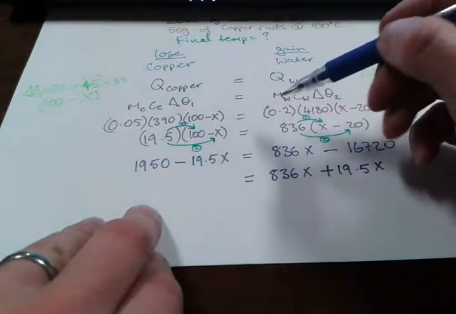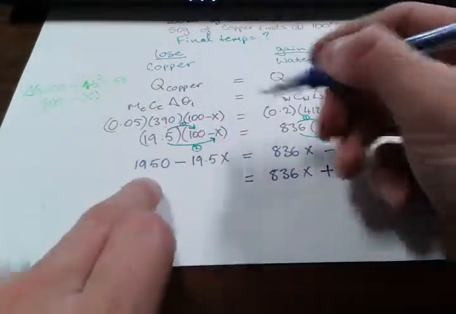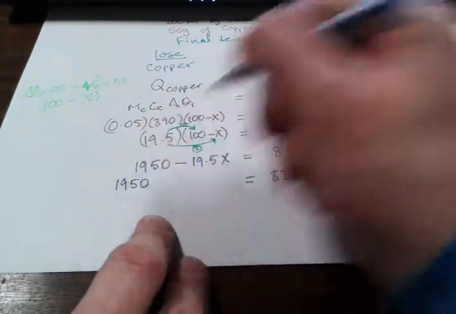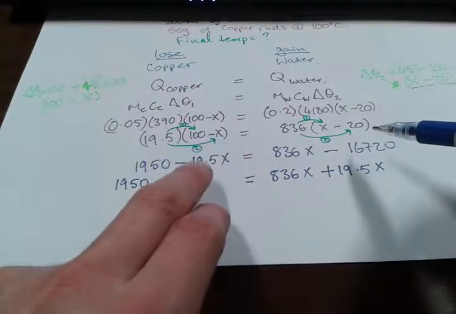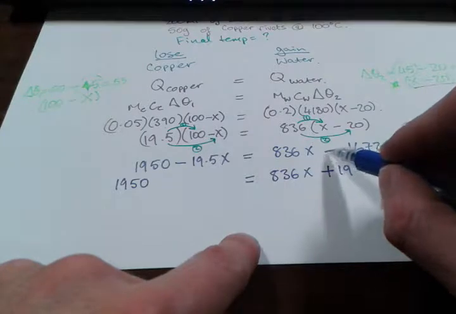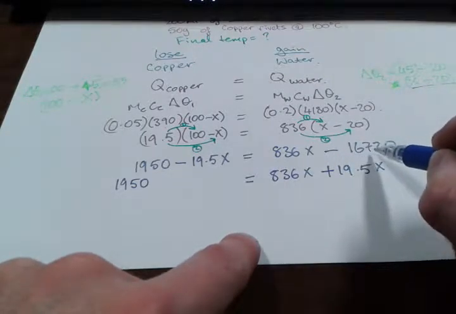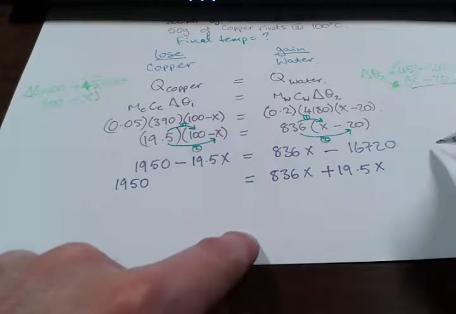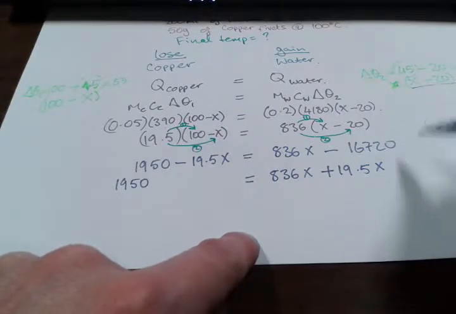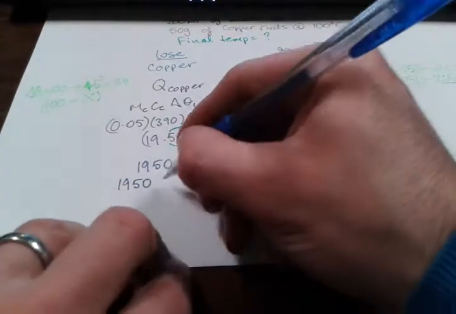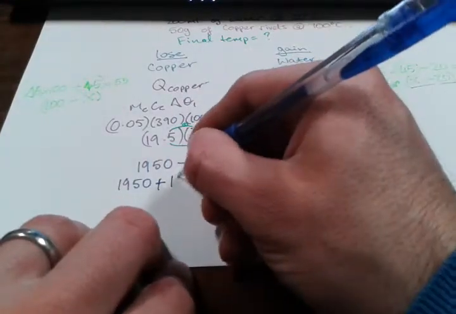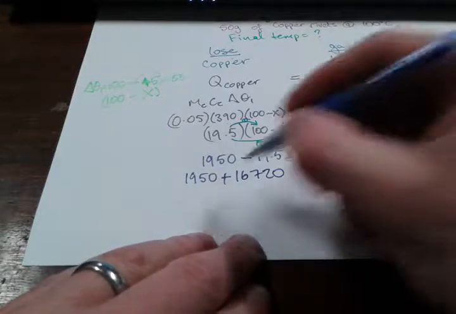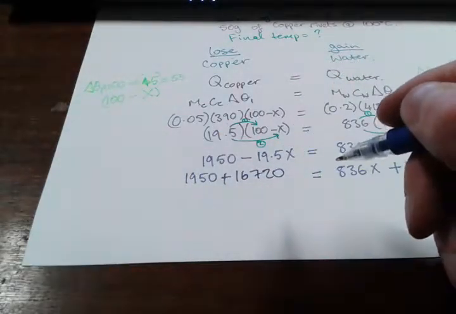Right, on the other side then, I've got 1950 over here already. This is gone now, and so I have this minus 16,720 on this side, but in order to get rid of it on this side, I would have to add on 16,720, and that would cancel off, but I have to add that on this side as well in order to balance up my equation. So 16,720, like this.